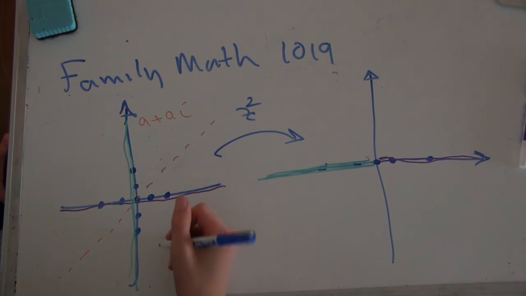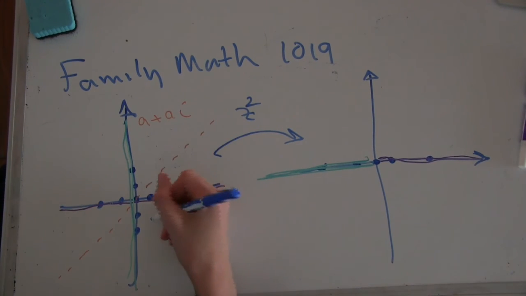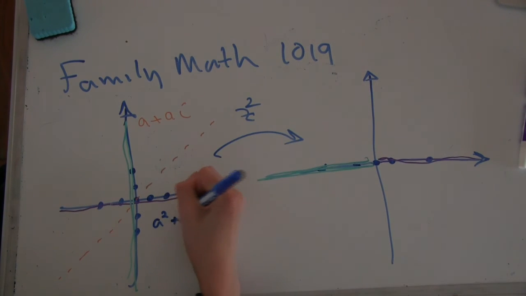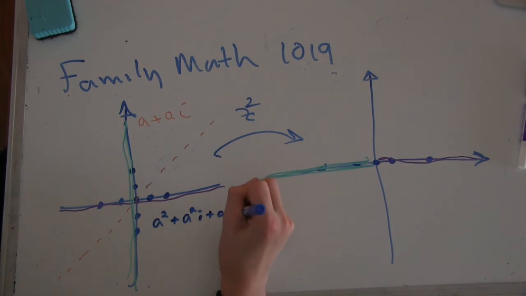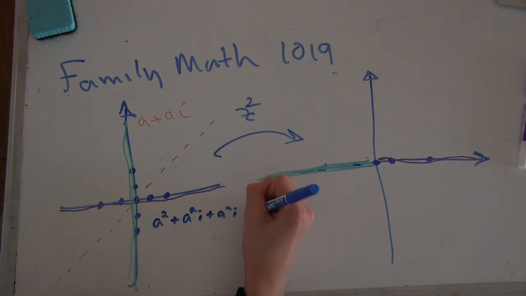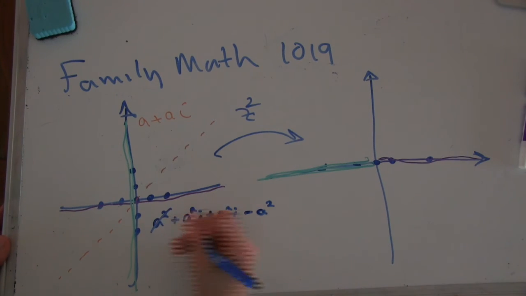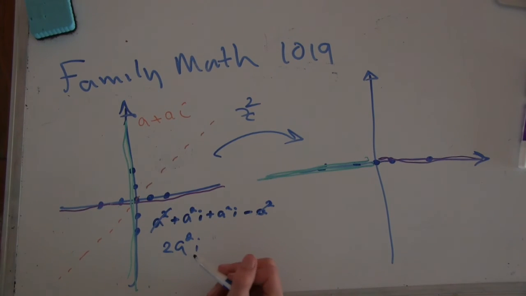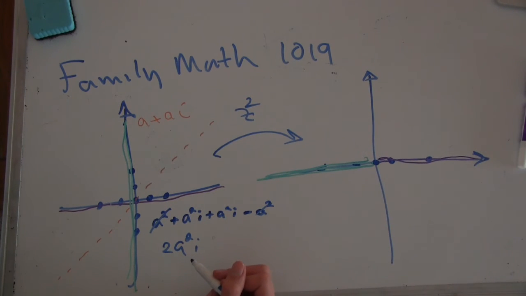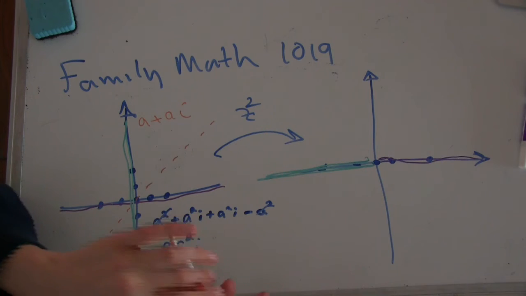So let's see. If you just square this, you'd get a squared plus a squared i, and then another a squared i, and minus a squared. So these would cancel, and you'd be left with 2a squared i. 2a squared i. So what can we say? Why don't you plot some points here with the orange marker?